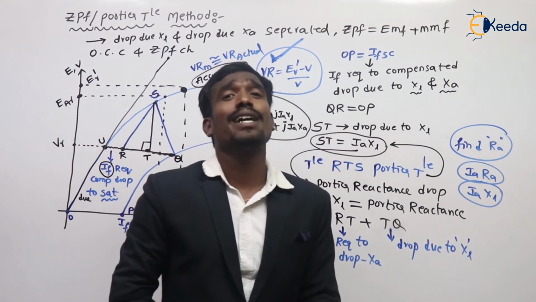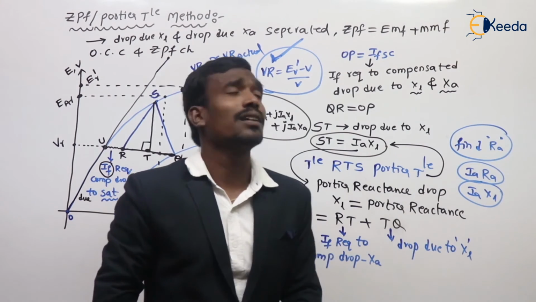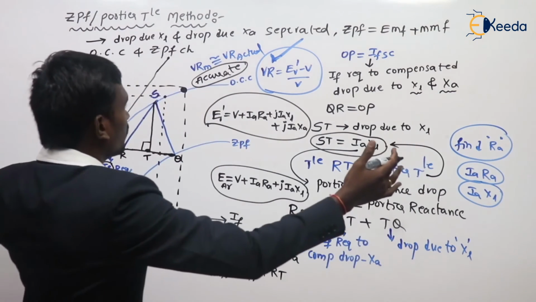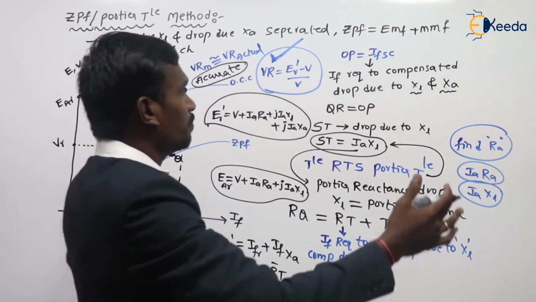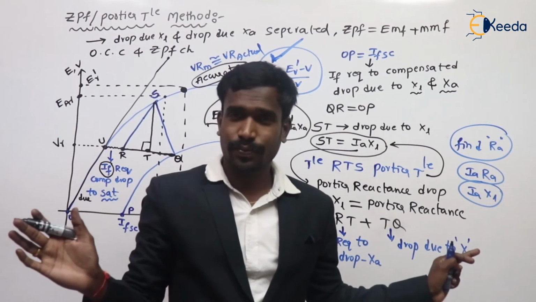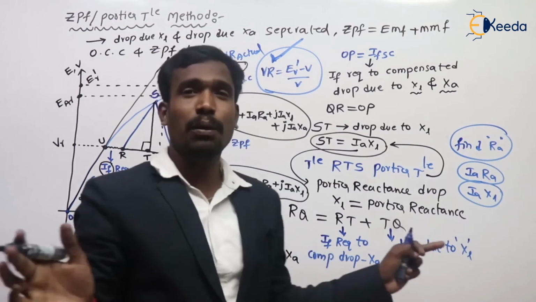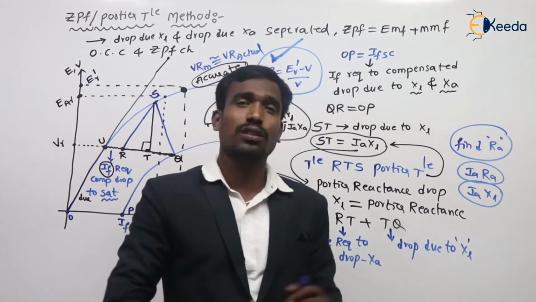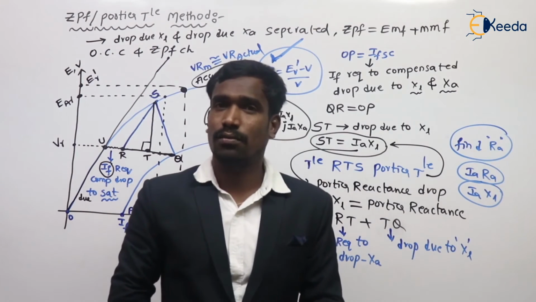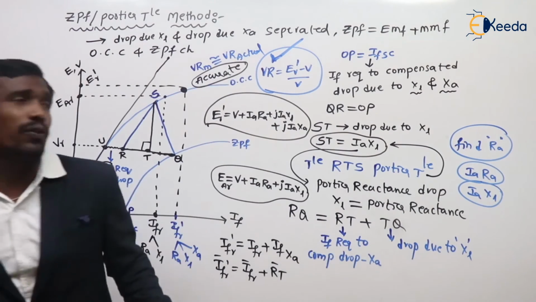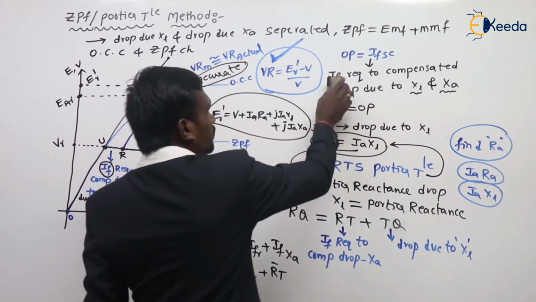So let's go for the ASA method. This is completely the ZPF method, which is very important for us for theory questions. They may not ask you a problem on this, but theory questions are very important. Right? Next, let's go for the ASA method.